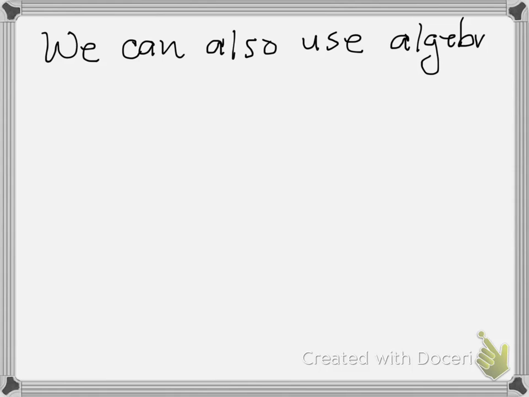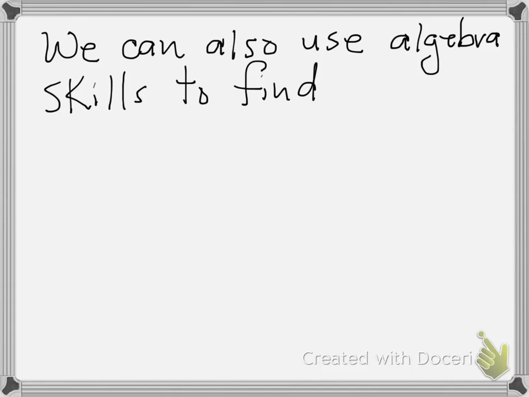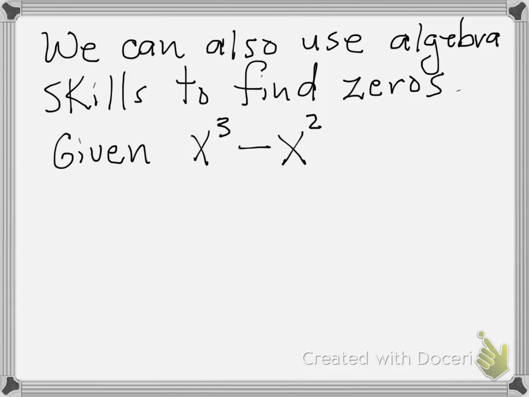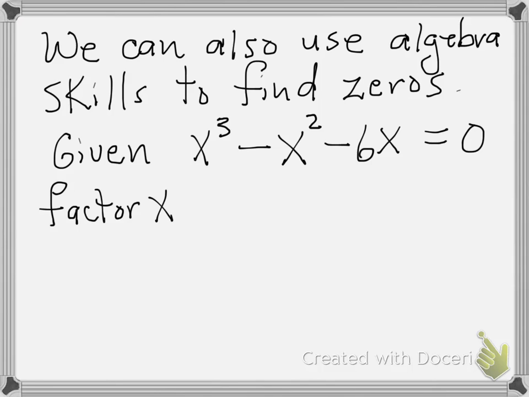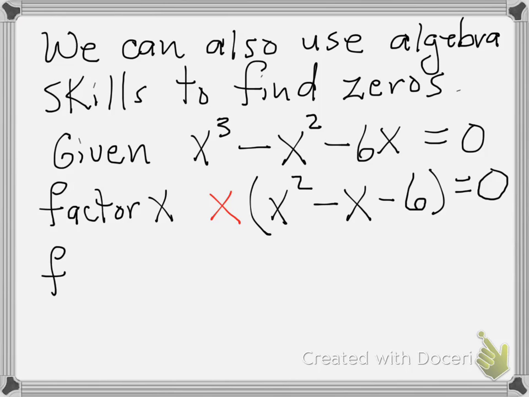Now, in addition to the technology, let's say, for example, you don't have the technology available, we can use your algebra skills that you all have, of course, and find the zeros. I mean, that's what you did before in Algebra 2. Okay, so let's do a little algebra here. We're given x cubed minus x squared minus 6x is equal to 0.